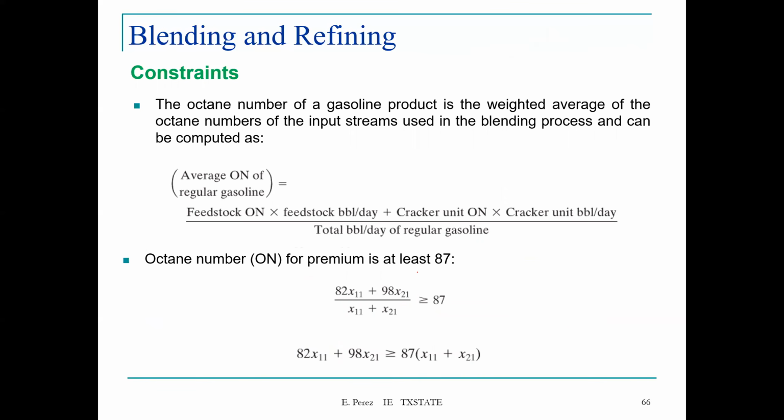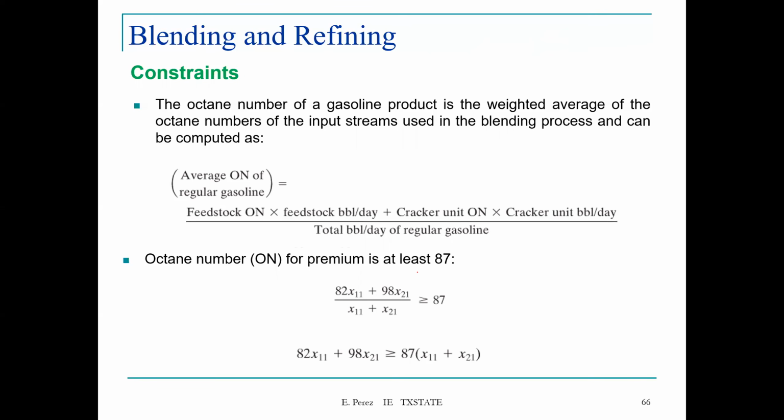In terms of the octane number, the octane number of a gasoline product is the weighted average of the octane numbers of the input streams used in the blending process and can be computed as follows. So the average ON of regular gasoline is going to be equal to the feedstock ON times the feedstock barrels a day plus the cracker unit ON times the cracker unit barrels a day. All that divided by the total barrels a day of regular gasoline.